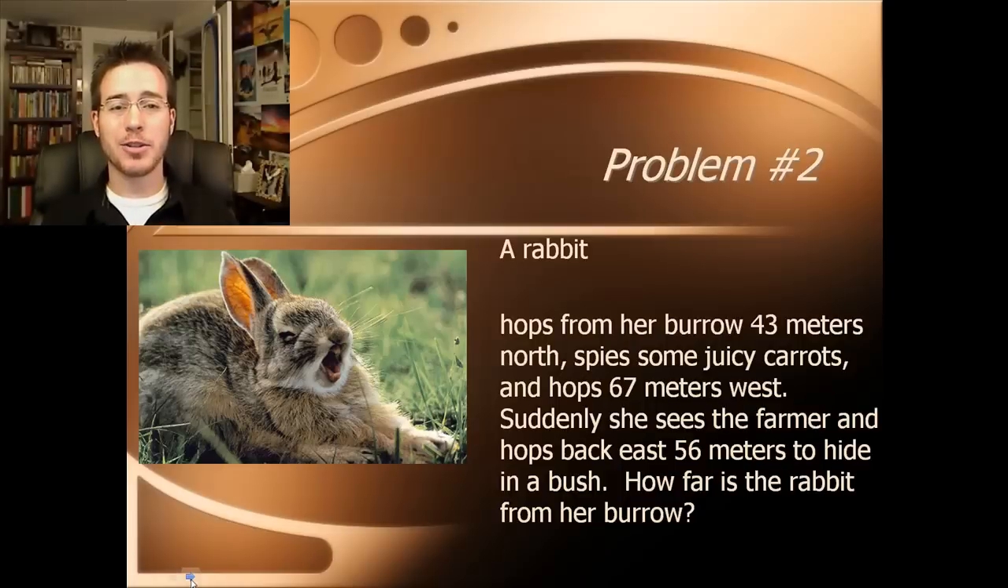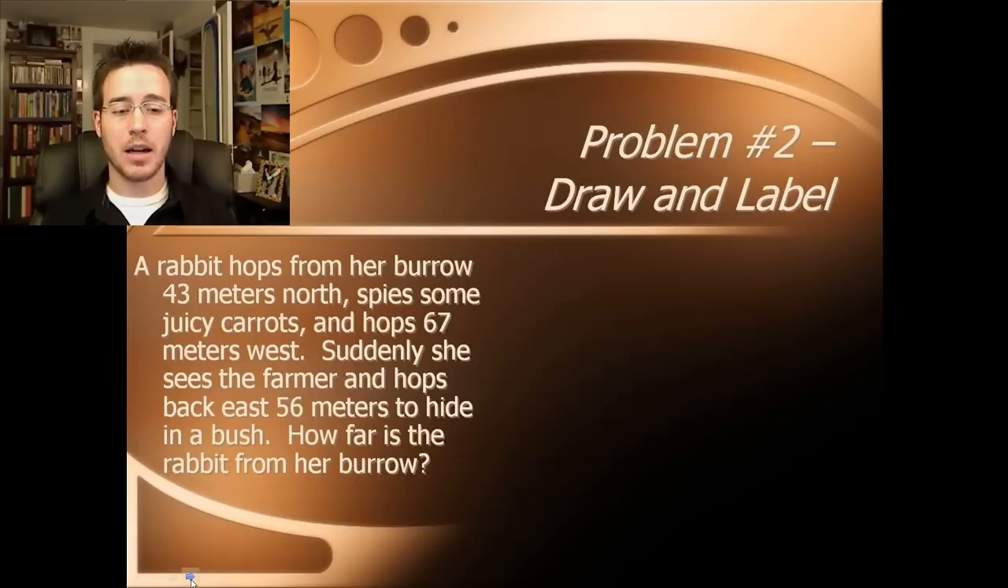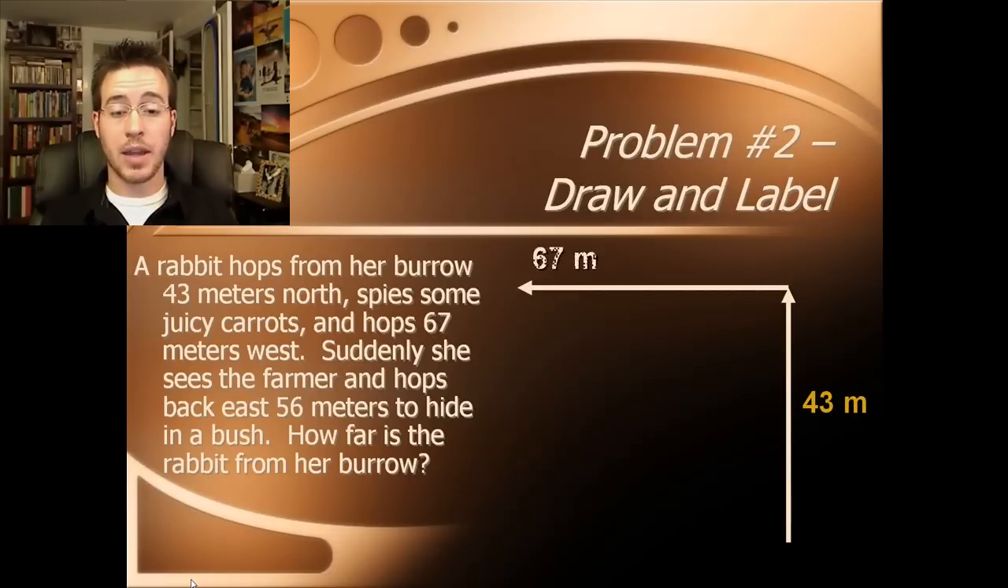Okay, so now that you have your own solution, let's go ahead and look at my solution. Now, I've chosen north to be the top side of my paper, south to be the bottom side of my paper, so east and west will be respectively right and left. So 43 meters north will be this guy right here. Then she hops 67 meters west. We're going to assume that that's a right angle and label that.